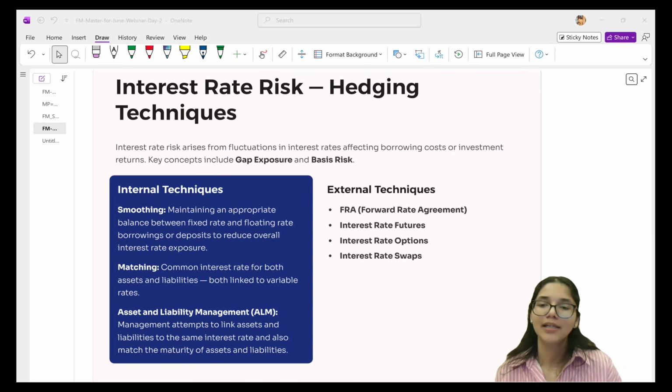So this is matching, that I create assets which are linked to variable rates and liabilities also which are linked to variable rates. This is the concept of matching.